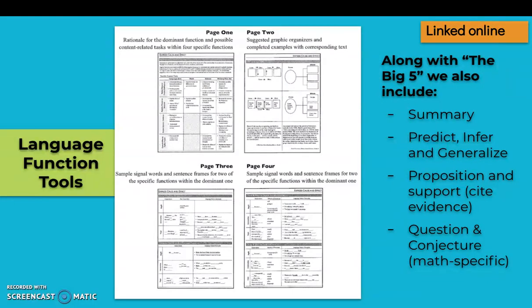Along here on the right side are also a few extra functions that may show up in academic work. Summarize. An important note about summarizing is that there will always be a secondary function. Typically there'll be summary language and another important function underneath of it. It could be describe, it could be sequence. It depends on the context.